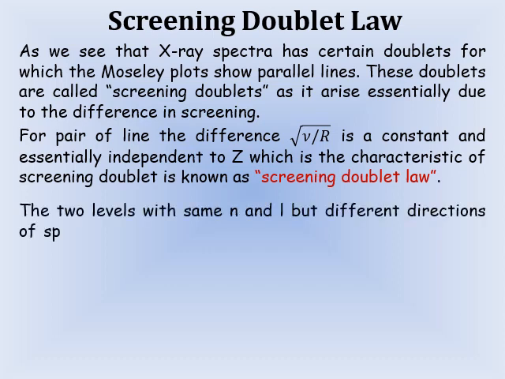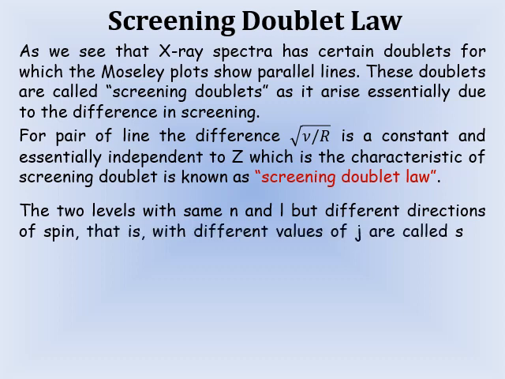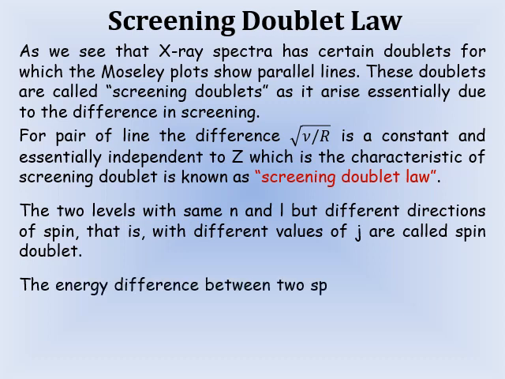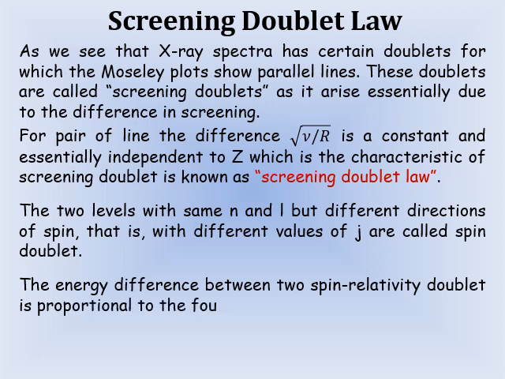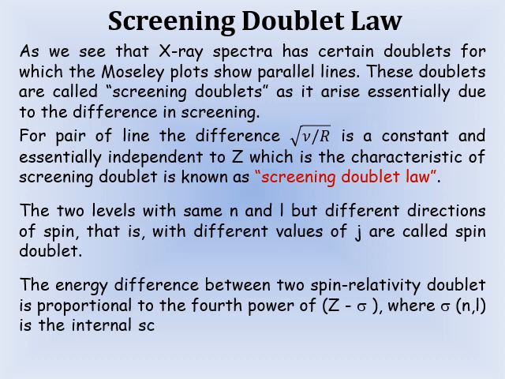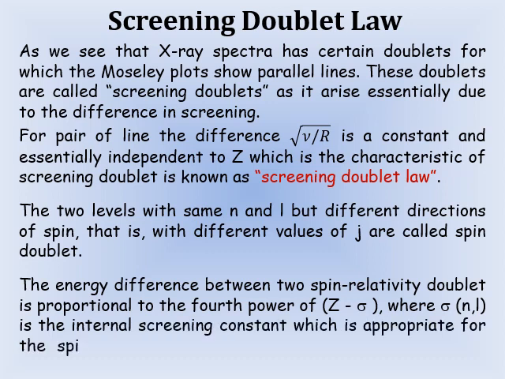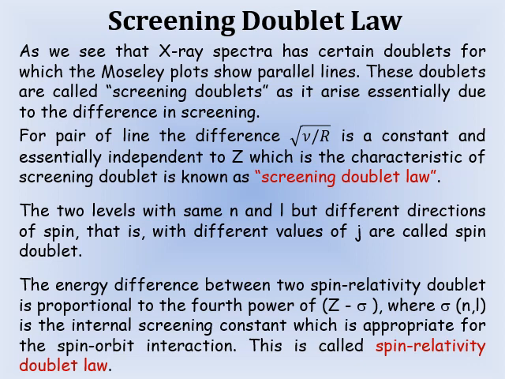The two levels with the same n and l but different directions of spin, that is, with different values of j, are called spin doublets. The energy difference between two spin relativity doublets is proportional to the fourth power of Z minus nu, where nu as a function of n and l is the internal screening constant which is appropriate for the spin-orbit interaction. This is called the spin relativity doublet law.